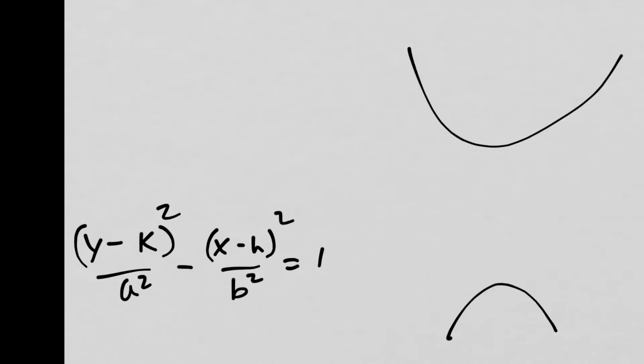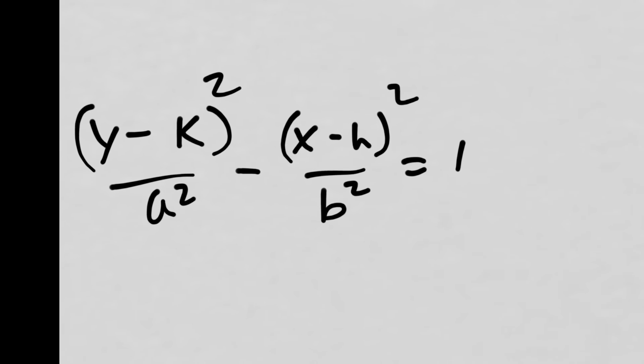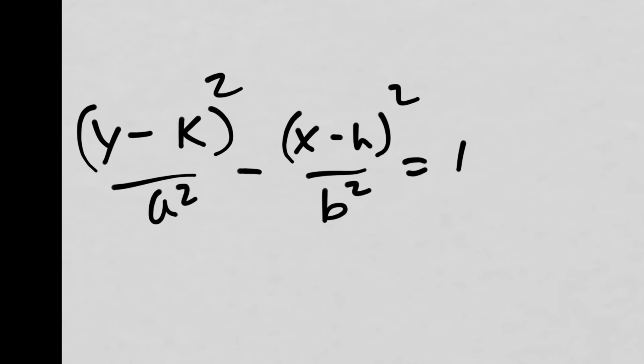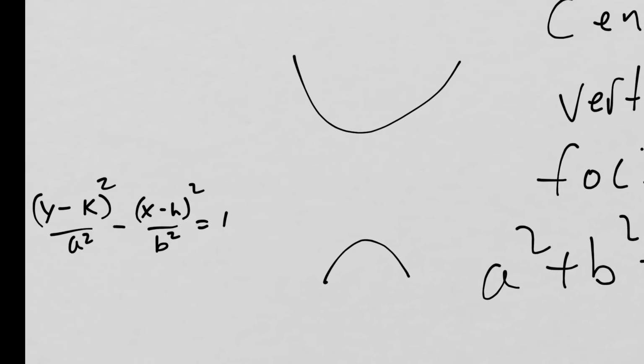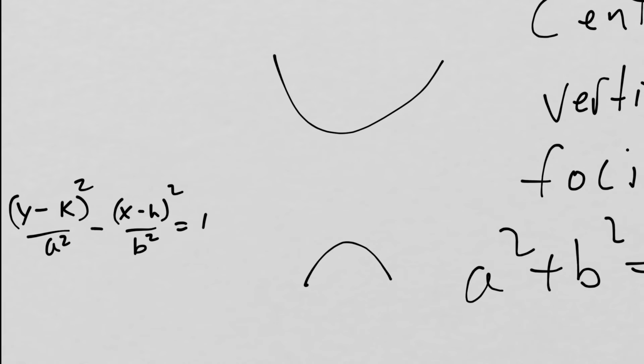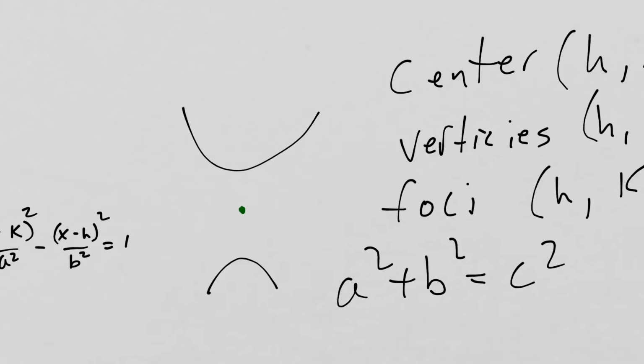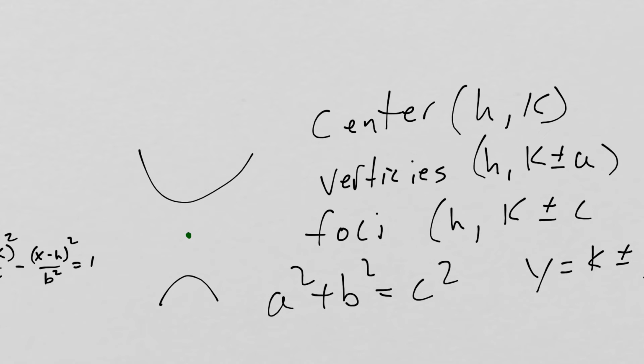Alright. This is the equation when we're oriented up and down. This time the a squared is under the y, and the b squared is under the x. Okay? Oriented up and down, the center is still at (h, k).